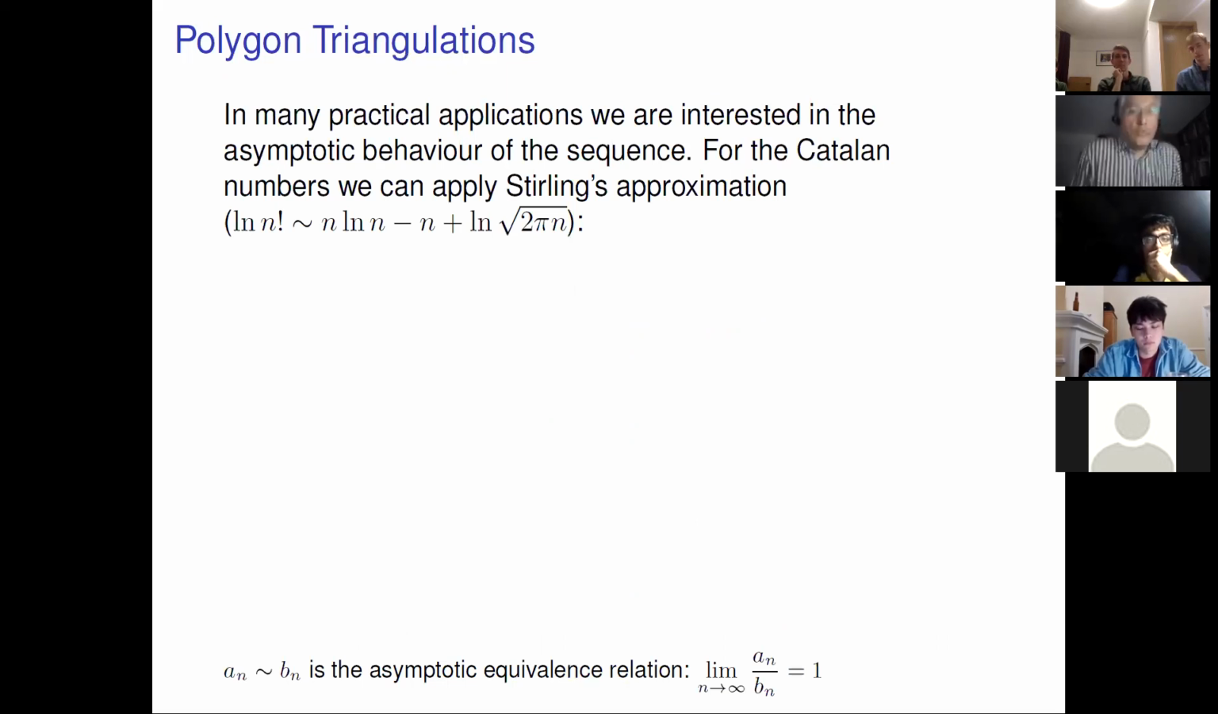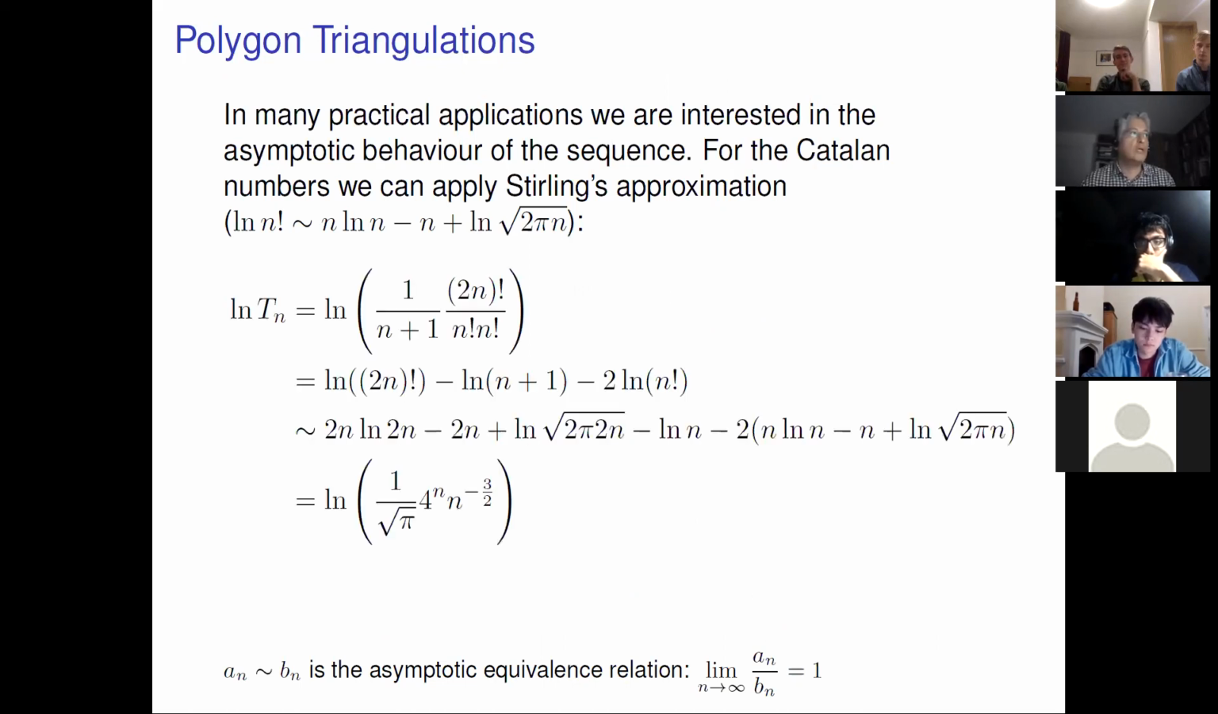Now, in many practical applications, we want to know more than the closed formula. We want to know the asymptotics, an asymptotic expression for it. In this case, Stirling's approximation formula for the factorial allows us to get there. A simple application of that formula gives us this asymptotic. So that's the final answer of the counting problem via the traditional way.